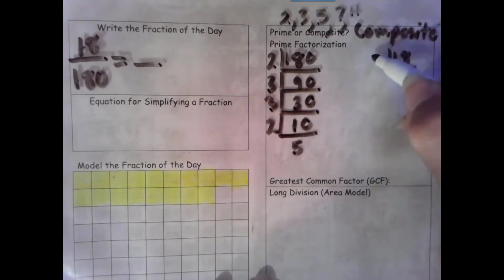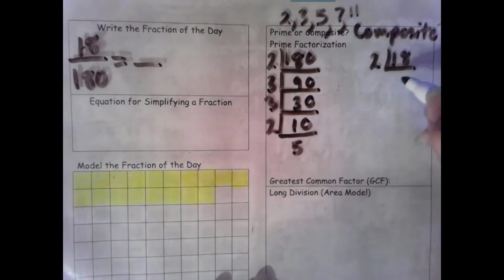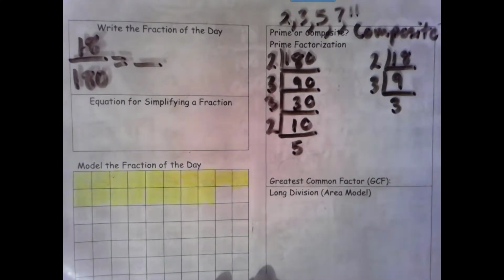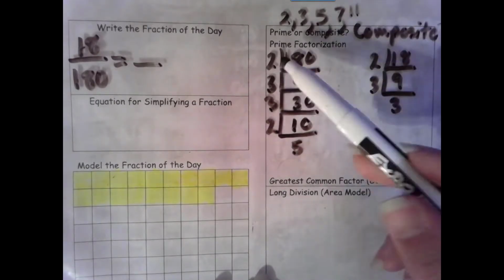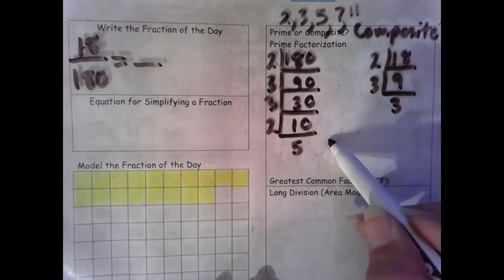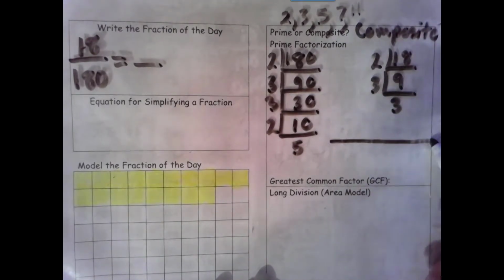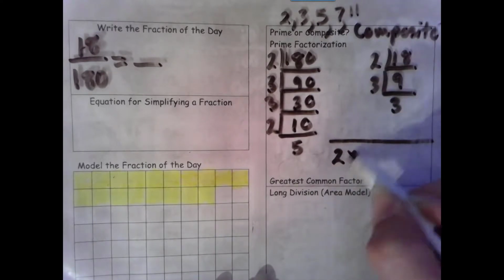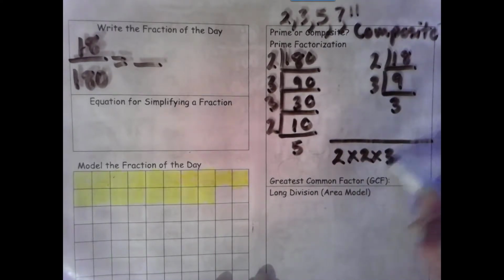We're done there. Now for 18, it's even, so I can divide by 2. I get 9. 9 is composite, so I keep going. I can divide by 3, and I get 3. So here, 2 times 3 times 3, and 2 times 2 times 3 times 3 times 5. We're going to write our prime factorization. Always least to greatest.